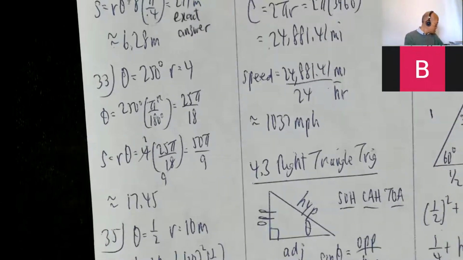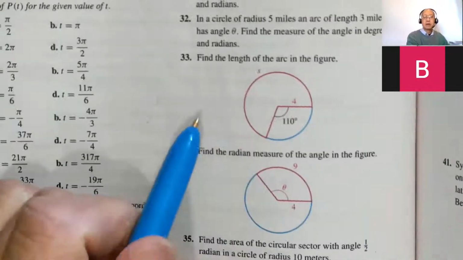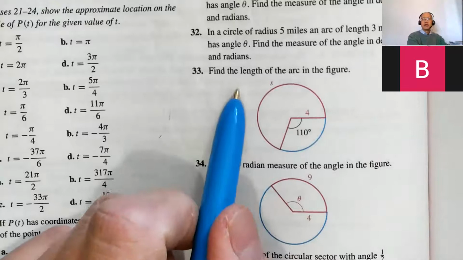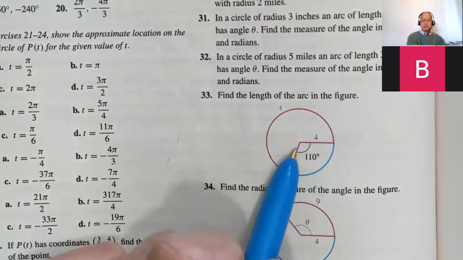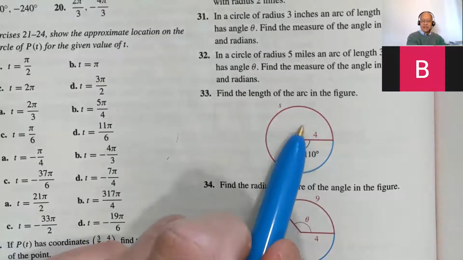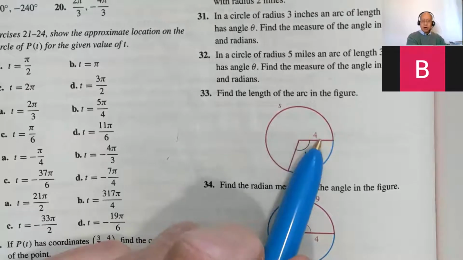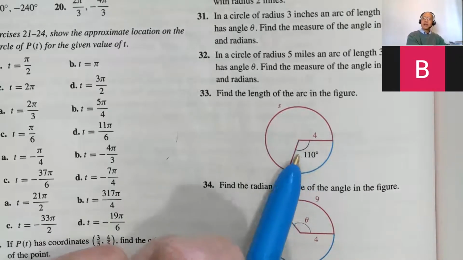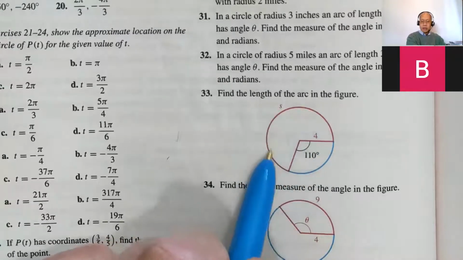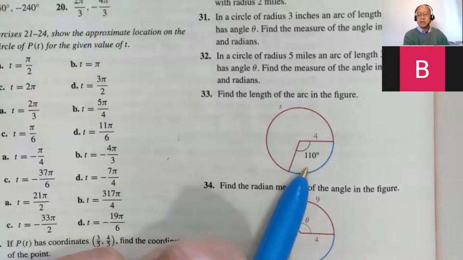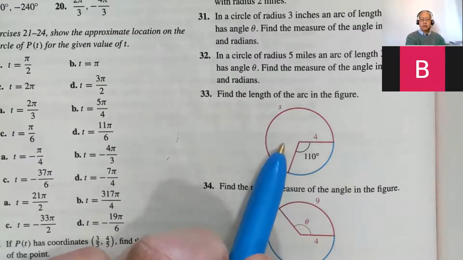33. Theta is 250 degrees. Radius is 4. Let me show you the actual picture. Find the length of the arc in the figure. They told me this is 110 degrees. So the angle that I want is this, right? If I go all the way around a circle that's 360, they tell me this is 110. The arc that I'm walking across is more than halfway. I'm going all the way here. So it's 360 minus 110, which is 250 degrees. So that's where I get to 250 degrees.